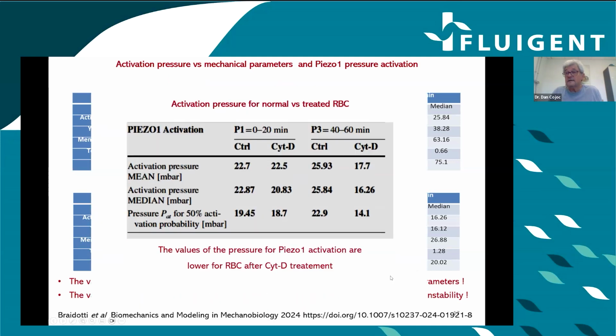To show this better, I captured the main values. So you see the values in the first interval at the beginning. There are not big differences between control and treated cells. But when we go to 40 to 60 minutes after treatment, we have indeed big differences in terms of mean, median, and pressure for 50% activation probability.